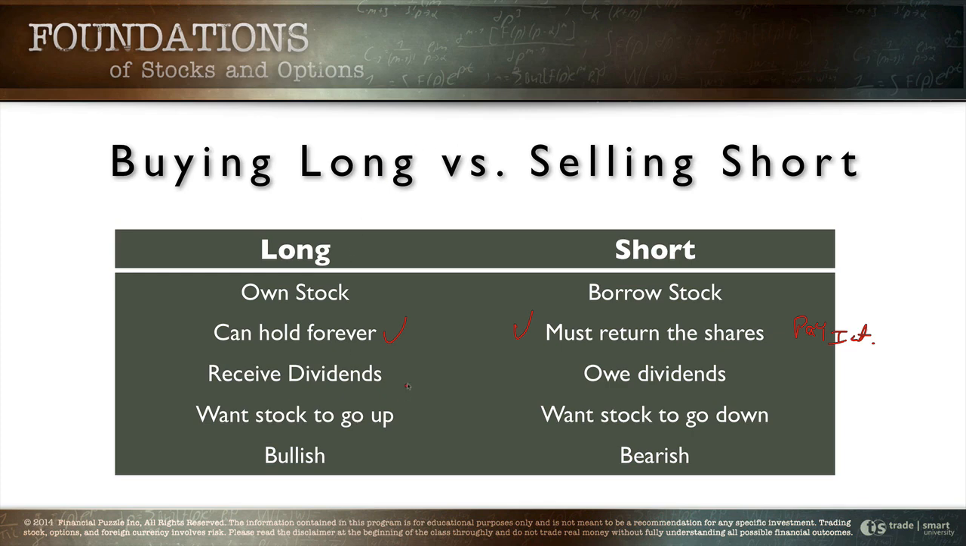All right, if you're long, you receive dividends. If you're short, you owe the dividends. You're going to be responsible to fork out the money for those dividends if you're short. Now, you can avoid that by not being short over dividends, but if they pay out dividends while you're short, you're going to be responsible for them. If you're long, you want the stock to go up. It's a bullish trade. If you're short, you want the stock to go down.